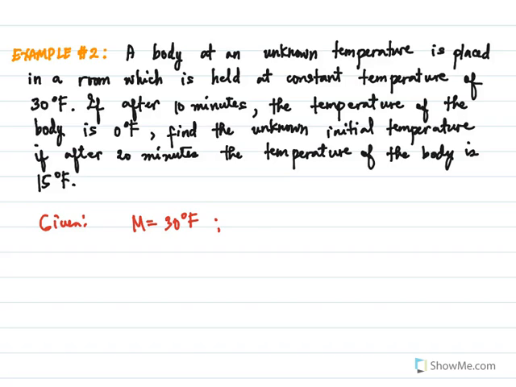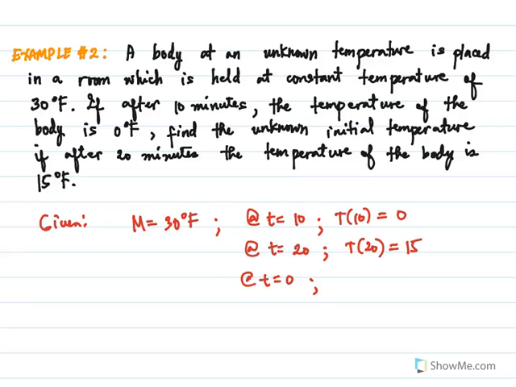And then, the conditions: at t equal to 10 minutes, T of 10 is 0 Fahrenheit. At t equal to 20, T of 20 is 15 Fahrenheit. So, ang gusto nating malaman, at time 0, ano ang temperature? That is the initial temperature, basically. Your T sub 0, which is unknown.